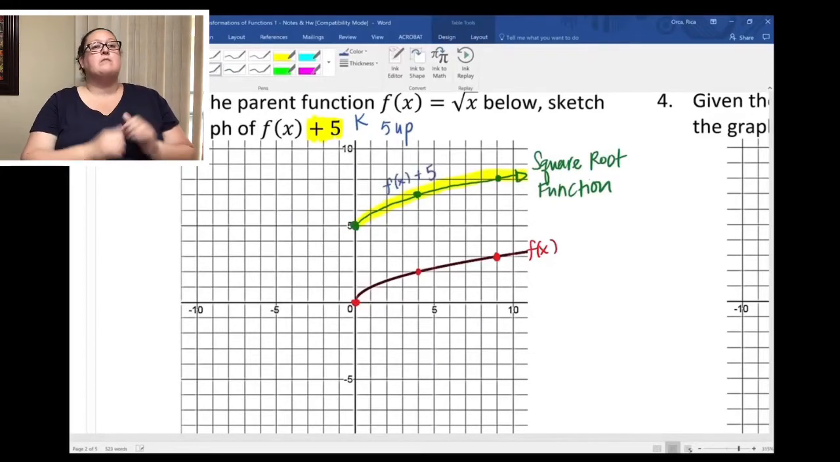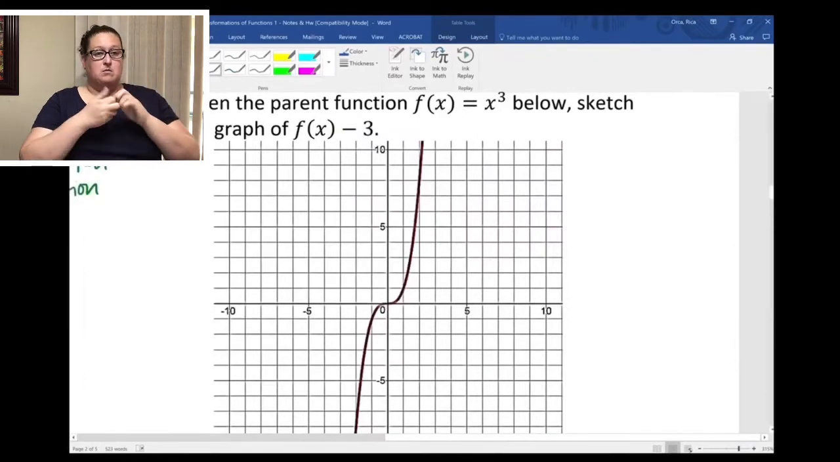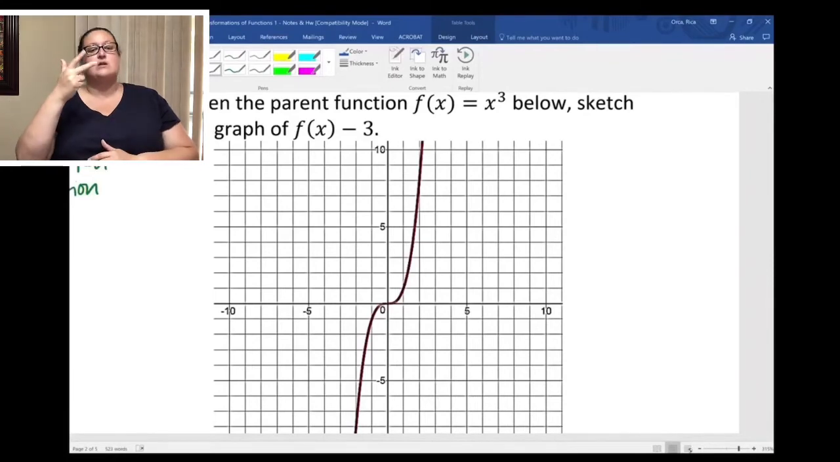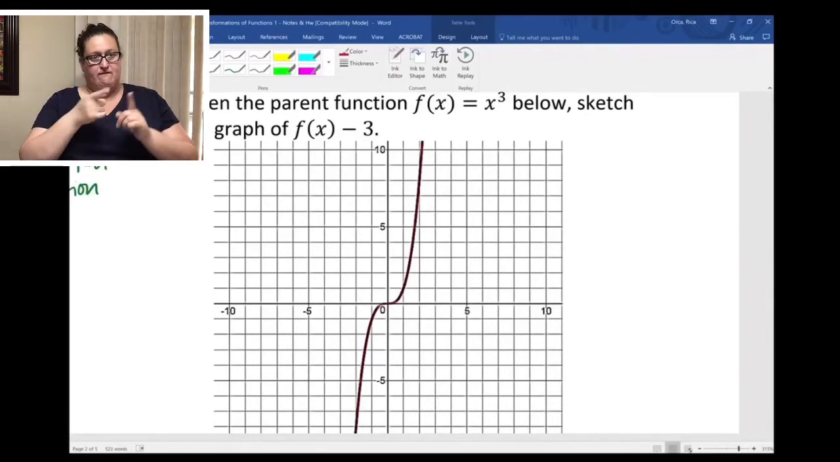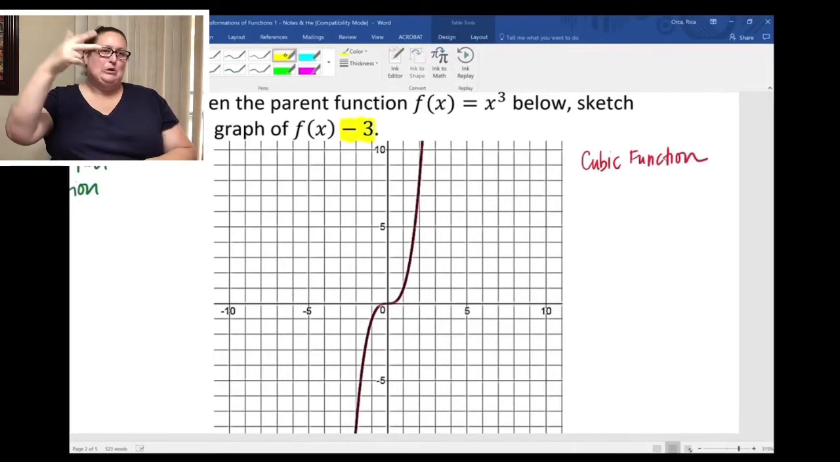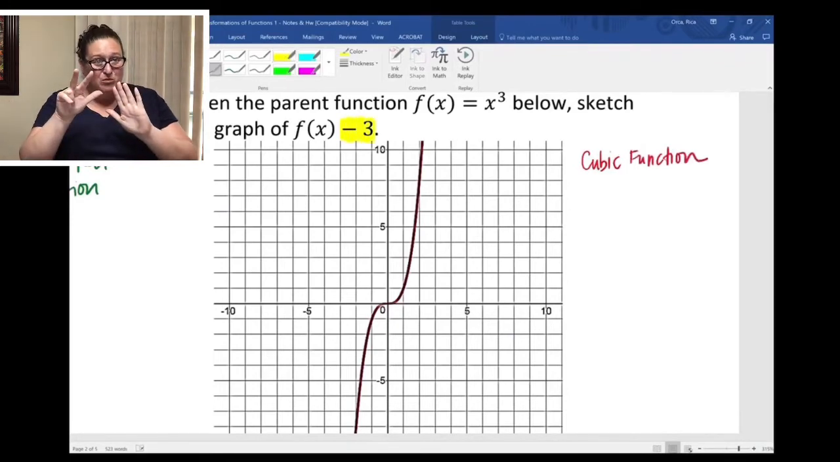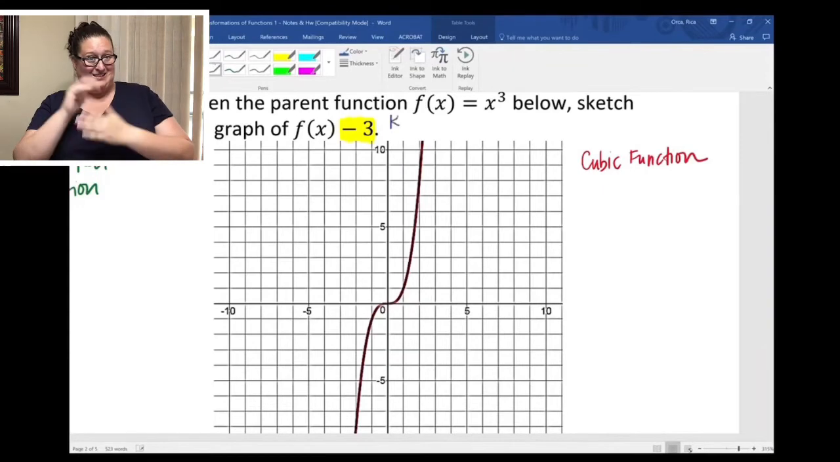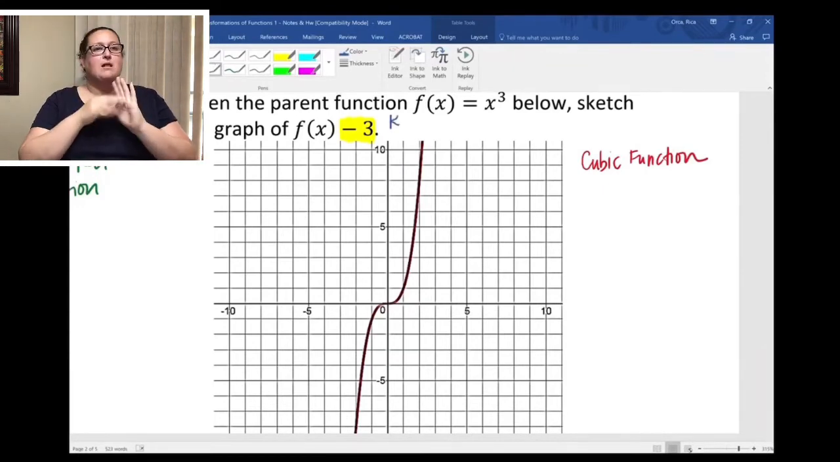Moving on. Problem number 4. Given the parent function f of x equals x to the third below, sketch the graph of f of x minus 3. So this graph looks like a snake. This is a cubic function. We have the minus 3 that's outside of our parentheses. That's our k value. And this time it's negative, which means that the graph is going to move 3 units down.